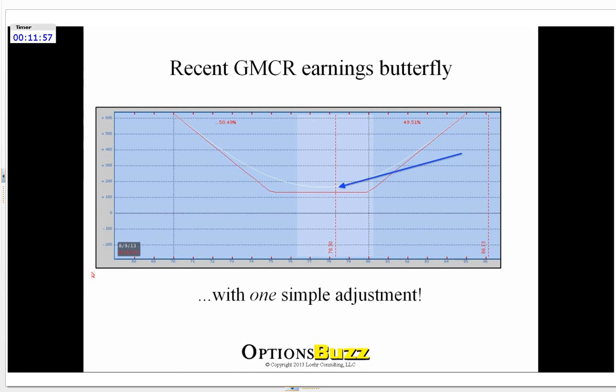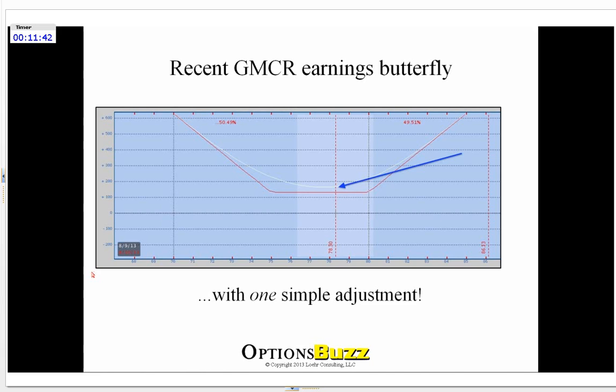But just like I said in number one, you don't want to let options go to expiration necessarily, okay? Because if something happens in the last 2 hours, all of the profit from this butterfly can be lost.